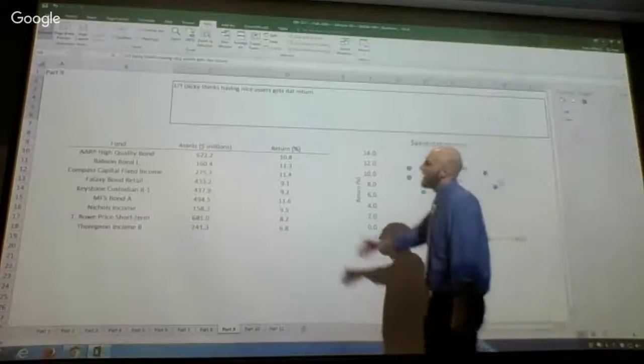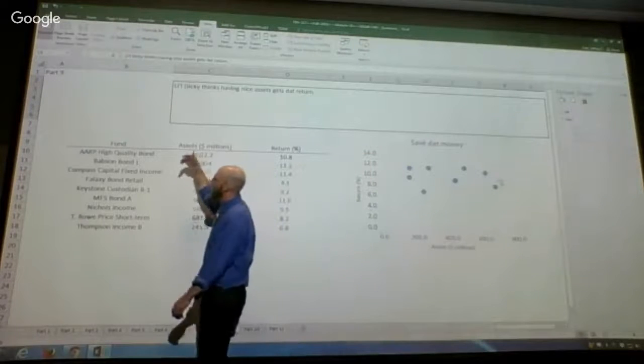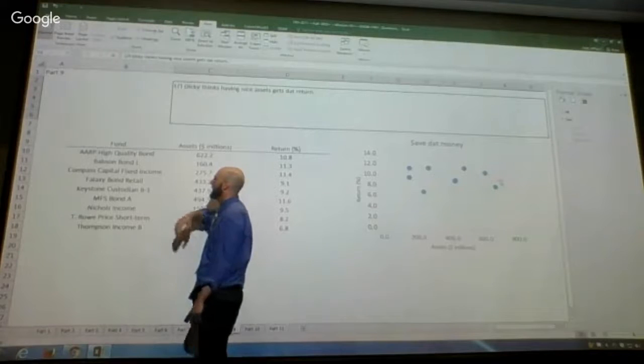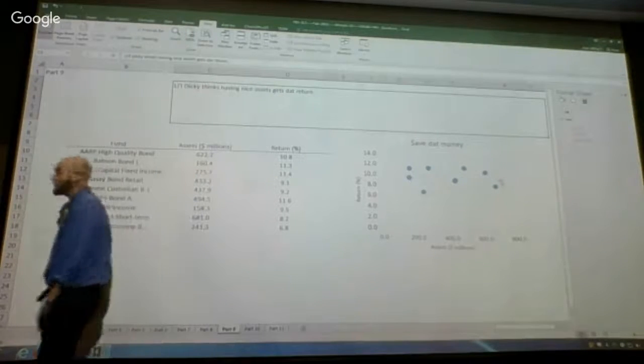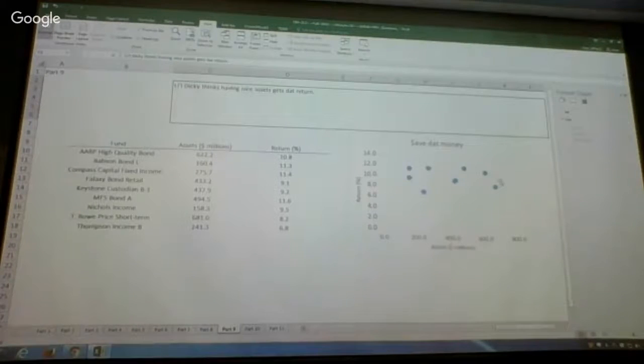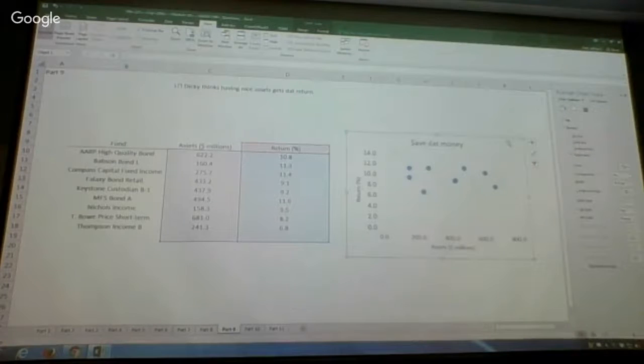But anyway, there's all this stuff here. We've got the Babson bond L, the Galaxy bond retail, the T. Rowe Price short term. It's beating its 5-year Lipper average. What's it look like, the nature of the relationship between our x and our y variable? Does there appear to be a relationship between x and y? No, there does not. So r and r squared are probably both close to 0.